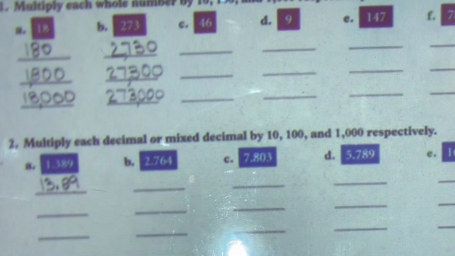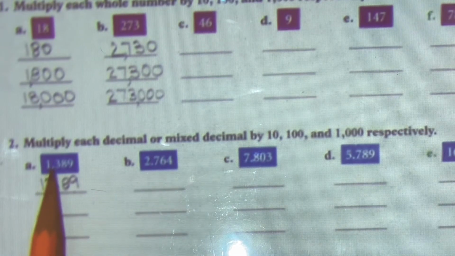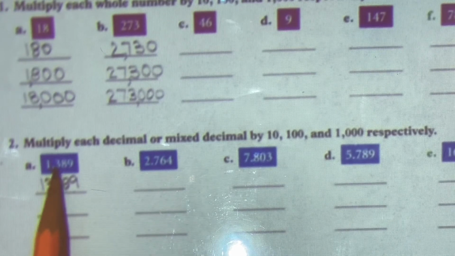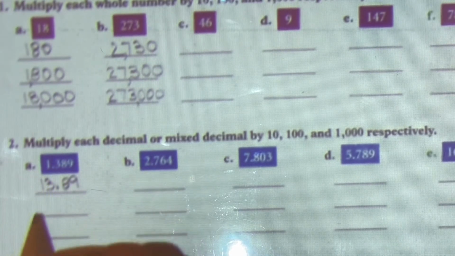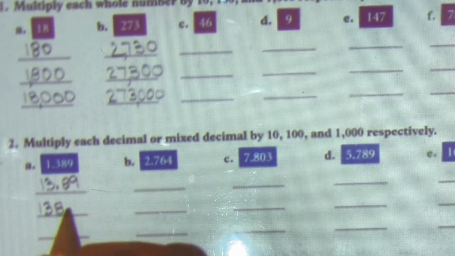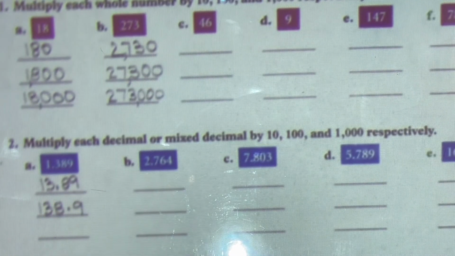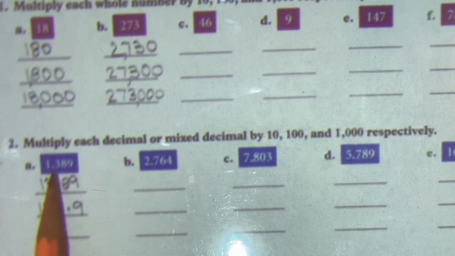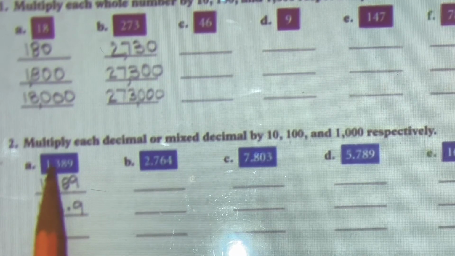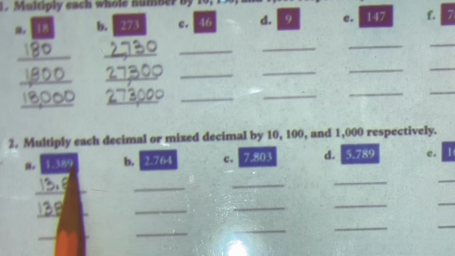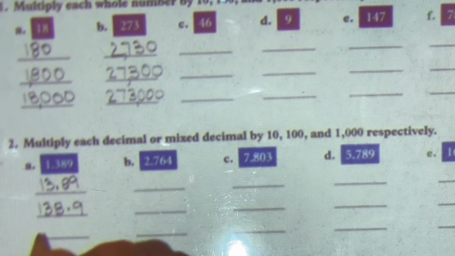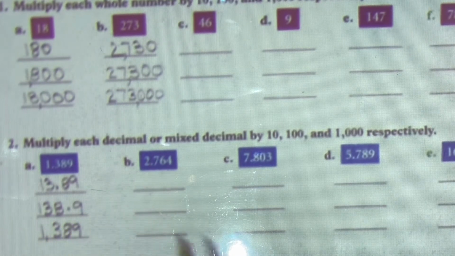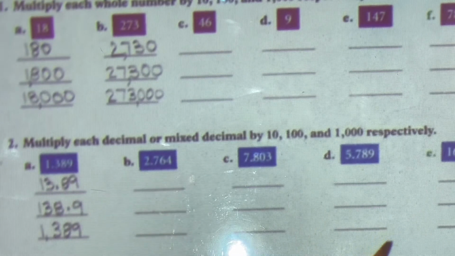13.89, okay? If I have the decimal point here and I'm multiplying this by 100, it means that I'm moving the decimal point 2 places to the right. So 1, 2 is 138.9, okay? And lastly, 1.389 multiplying by 1,000, which means that I'm moving the decimal point 3 places to the right. 1, 2, 3. So that's going to be 1,389. Okay?